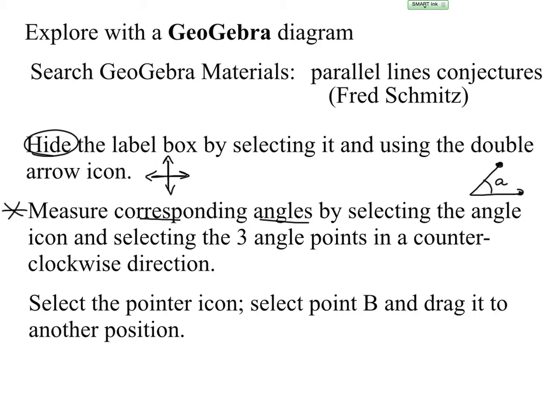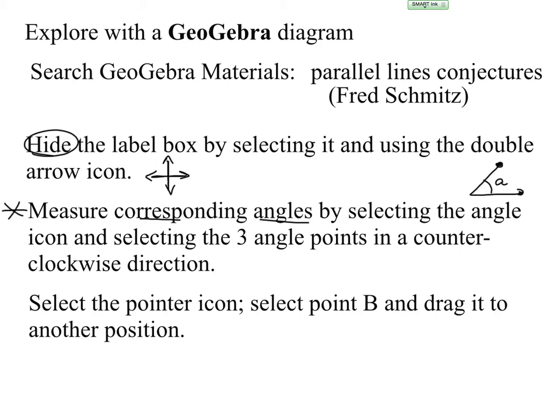Okay. That is a postulate that we will call the corresponding angle postulate. It says when the lines are parallel, the corresponding angles are congruent. So all of what we're experimenting with is when the lines are parallel. Okay, before we look at all our theorems, let's check a few more things.